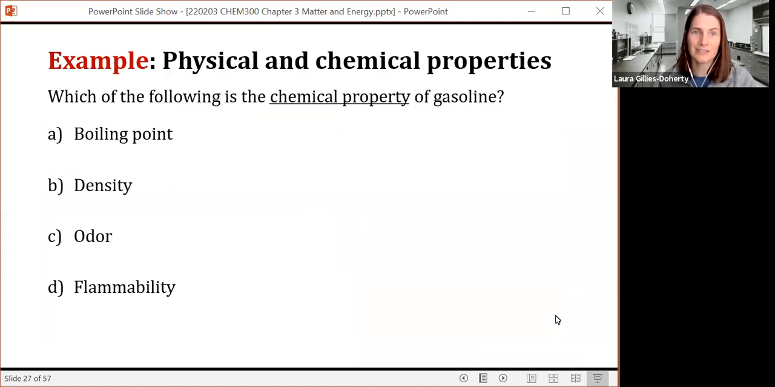So let's do an example. This is very similar to one of the ones you're going to see in your homework. Which of the following is a chemical property of gasoline? Boiling point, density, odor, or flammability? So which one requires that it undergoes a change? It changes its identity because some bonds have been broken, some new bonds have been made in order for you to detect it. Not boiling point, that's a physical property.